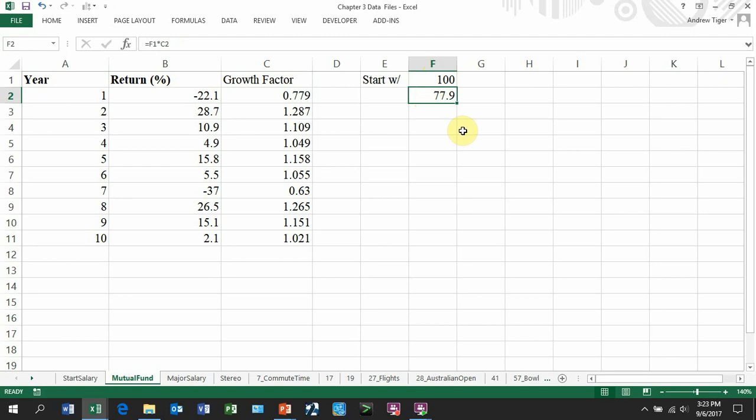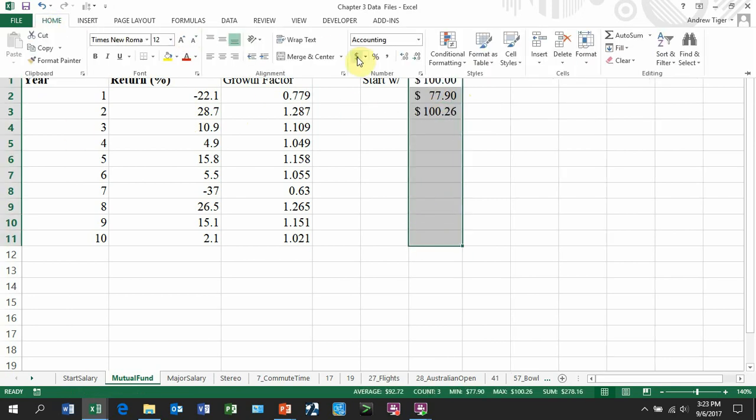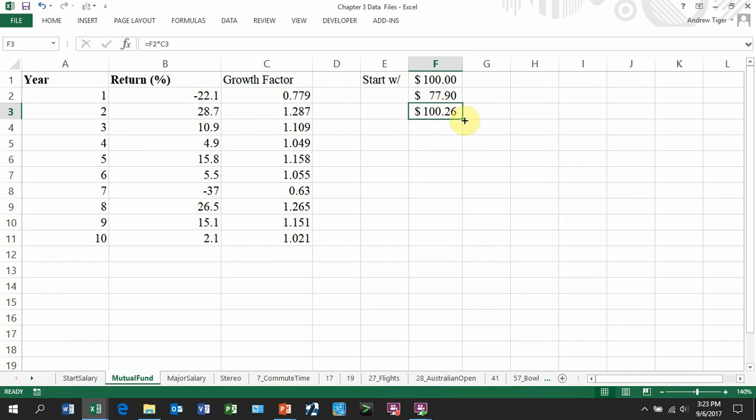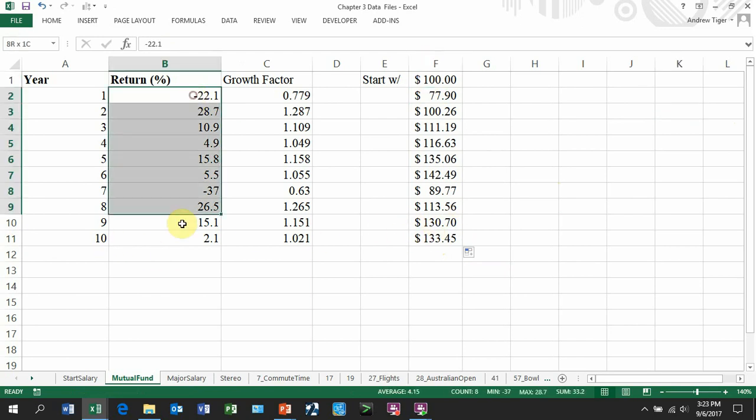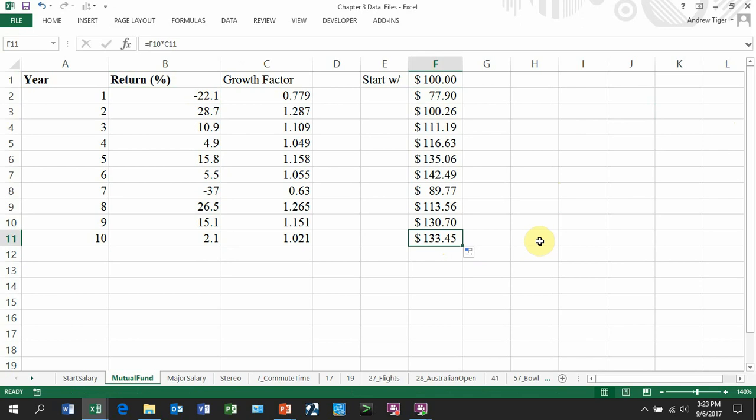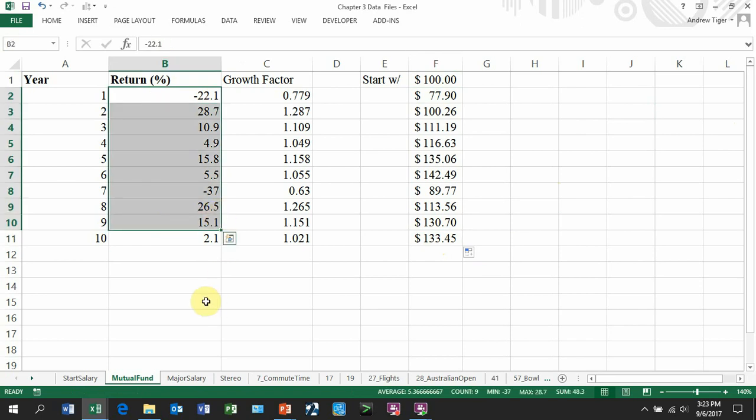Well, the next year, I start with $77.90 and I make 28% on my money, so my growth factor is 1.28. And I'd show all these as a dollar amount. So I'm back to over 100 bucks, and if I do that every year, at the end of year 10, I start with 100, and based on these returns, I made $133.45. Well, what is my average annual return of these returns?